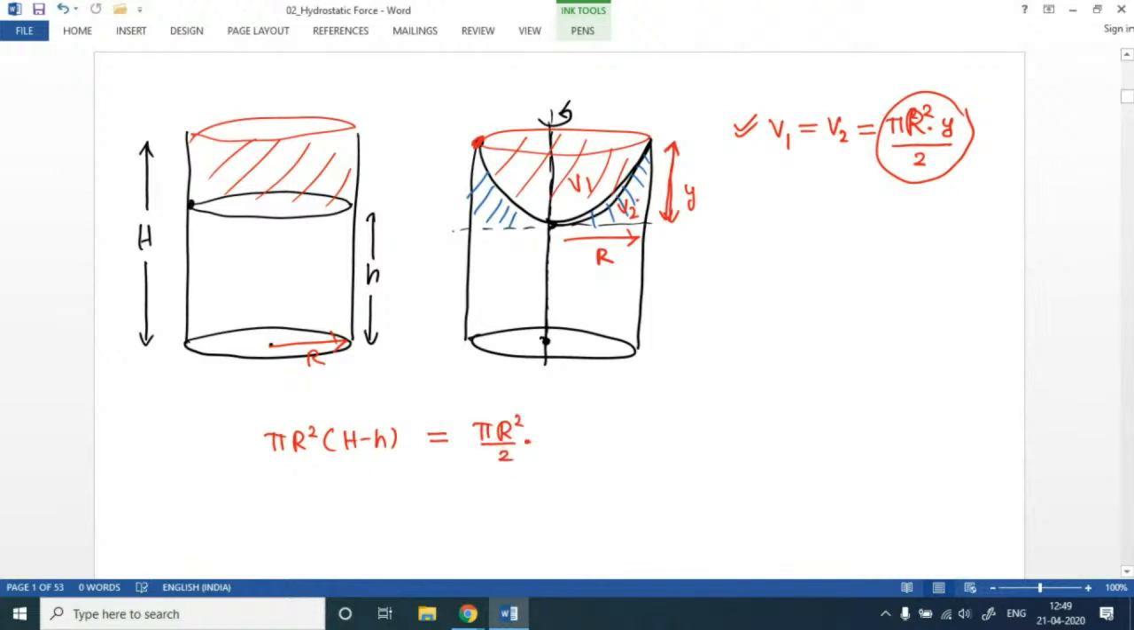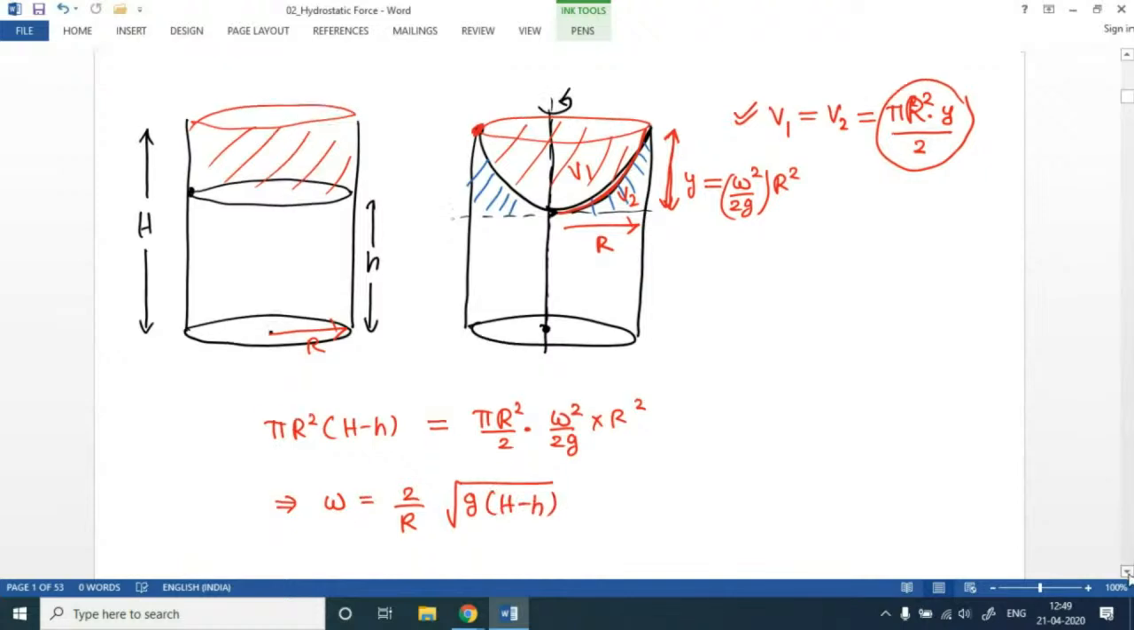So what is going to be y? We have looked at the equation of parabola. So y is going to be equal to omega square by 2g into x square, and x is basically r over here, so r square over here. So pi r square by 2 into omega square by 2g into r square. Solving this equation, we will get the value of omega equal to 2 by r root under g times capital H minus H. So that was one simple question we did.